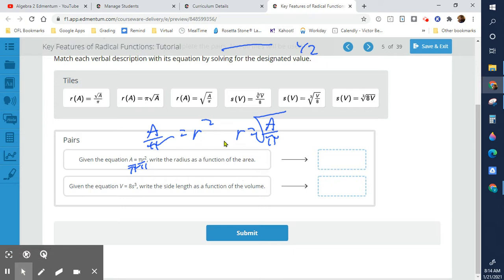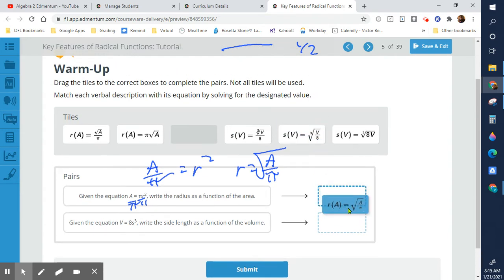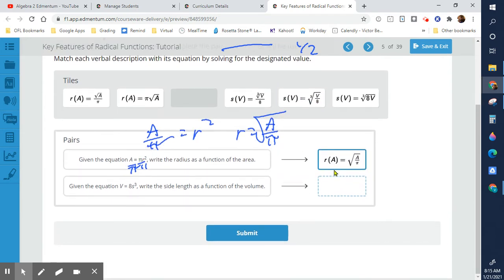Now, it's important to note that both of them are square rooted. So it has to be this one. The reason why it's r of a, it's saying like r given a. So what is the radius if we already know what a is? A is our input, kind of like when we write f of x.